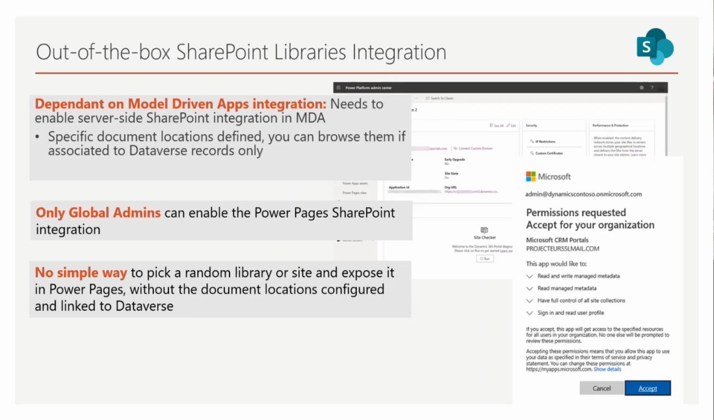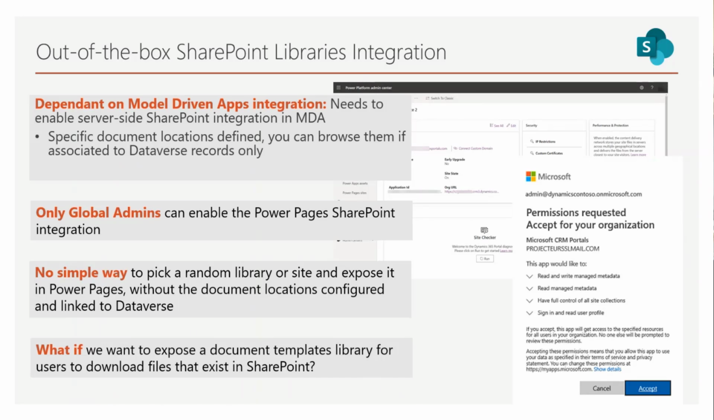There is a problem on this, that let's say if you wanted to pick a random document library to expose in Power Pages without having that connection enabled, you can't do it out of the box. So for example, one scenario where we wanted to expose a bunch of PDF files or documents in our Power Pages site so that people can download the documents as document templates or something like that. You couldn't do it with this integration because it's tied only to those Dataverse records. So you cannot browse the libraries, basically.